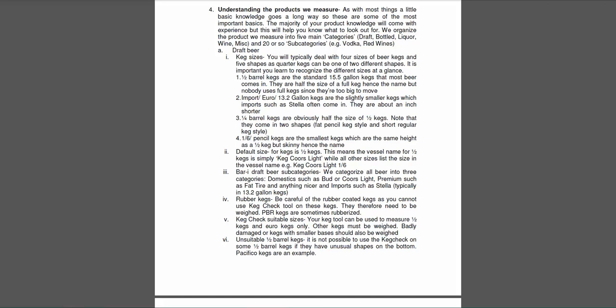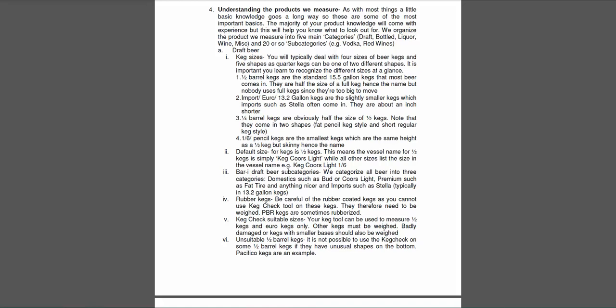Section 4, understanding the products we measure. So having looked high level at various pieces of equipment, here we're going to get started on, I guess, the basis of our business, which is measuring liquor inventory. And so we're going to discuss here the different products, all the different varieties, and some of the characteristics of the different categories and kind of how we organize them.